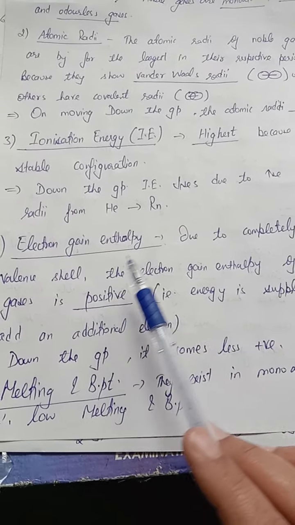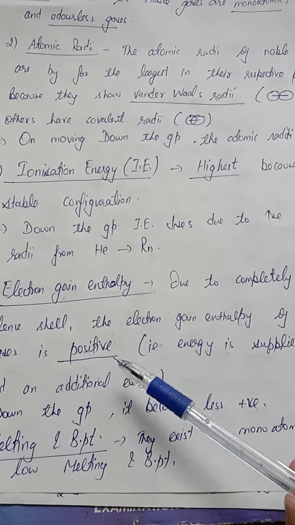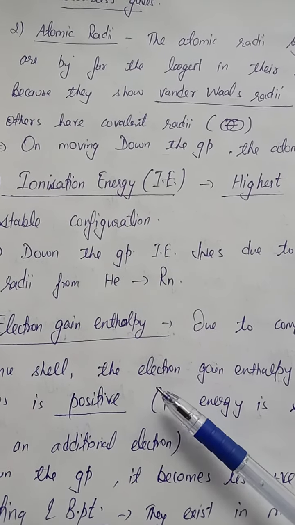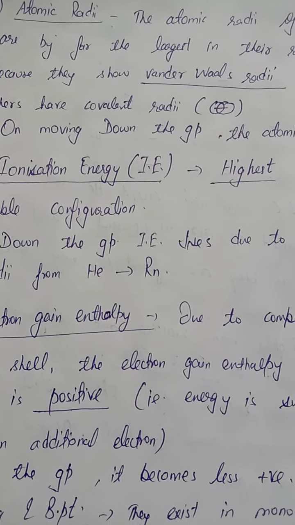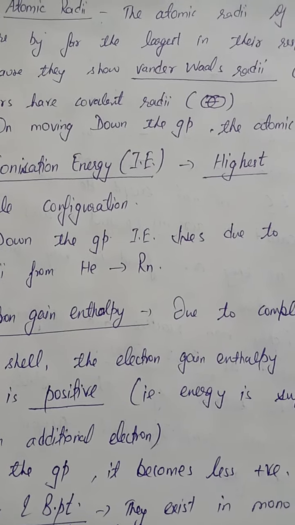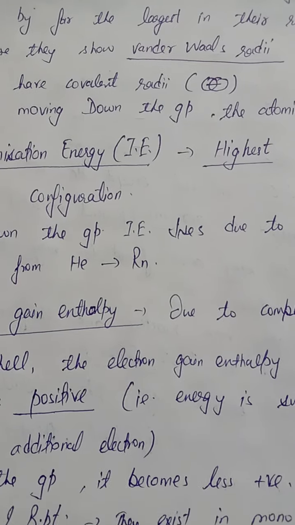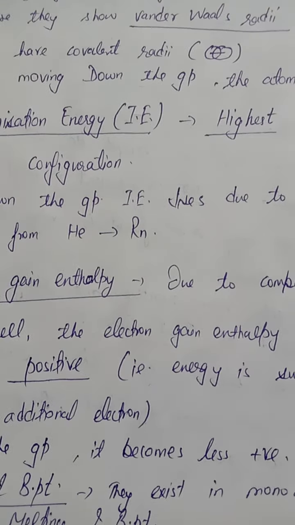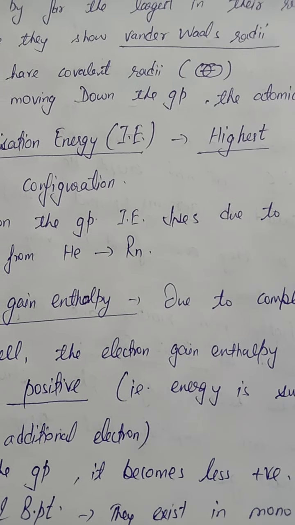Next is electron gain enthalpy. Because they have a fully filled configuration, electron gain enthalpy is positive. Why is it positive? Because they already have a fully filled configuration. They don't require any electron. But if we forcefully add an electron, then we have to pay for it, meaning we have to give them energy, because they themselves don't want to take any electron. If we add an additional electron to it, we have to supply energy to them.